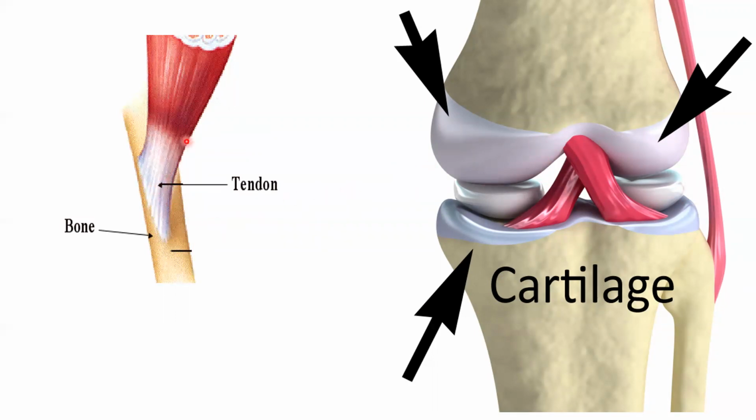Tendons: when muscle contracts, the tendon exerts a pulling force on the attached bone, and as a result, the bone shows movement.